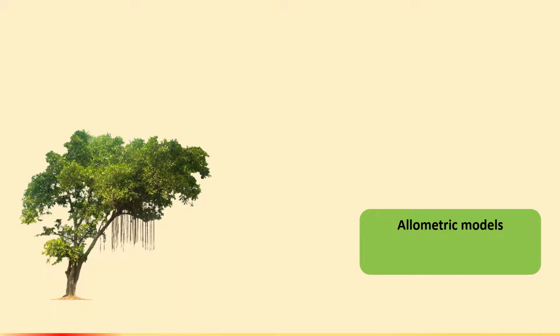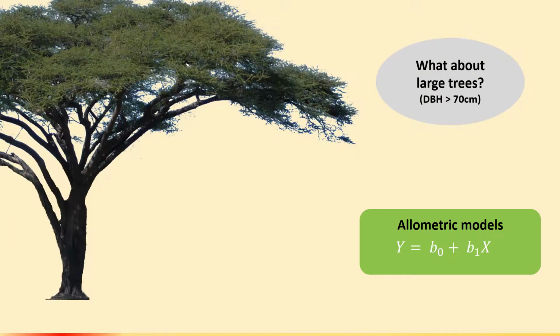The purpose of our work. We know that allometric models work pretty well estimating AGB biomass, especially for small trees. But what about the large trees, DBH more than 70 centimeters? Do these perform pretty well?